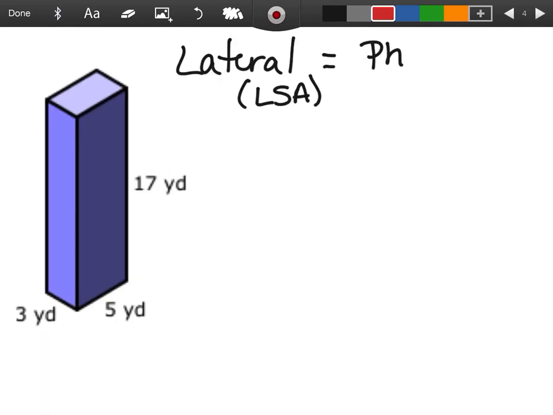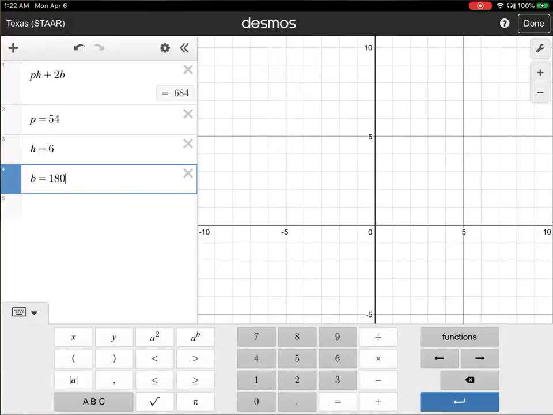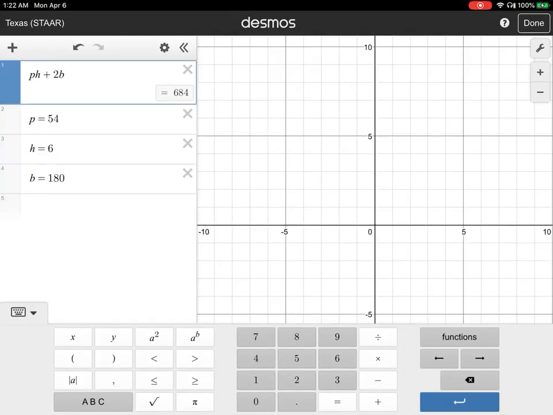Okay, let's look at another one. This one I only care about lateral. So my lateral surface area is just P and H. P again is perimeter. H is just the height. Perimeter means the base. Here's my base standing up, and there's the other base right there. So my perimeter is 5 and 5, 3 and 3. Again, if I don't want to do that in my head, all I've got to do is go back over here.